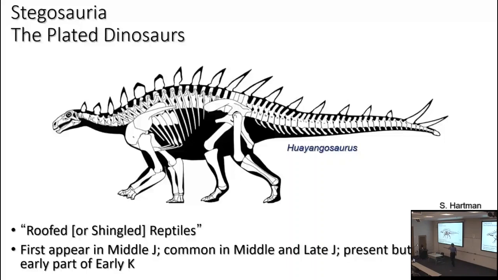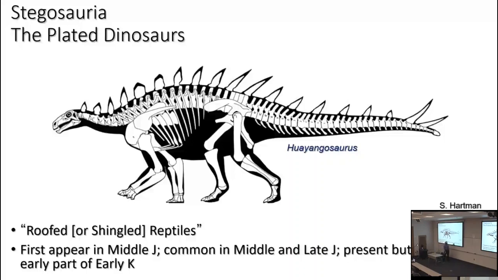This, what I'm showing here, is one of the most primitive stegosaurs from the Middle Jurassic. Stegosaurs first appear in the Middle Jurassic. The capital J is for Jurassic. They're pretty common in the Middle and Late Jurassic. And they're present, but increasingly rare, in the early part of the early Cretaceous. The capital K is a shorthand for Cretaceous. And the stegosaurs don't even make it to the midpoint of the Cretaceous. So there's no stegosaurs around at the end of the age of dinosaurs.